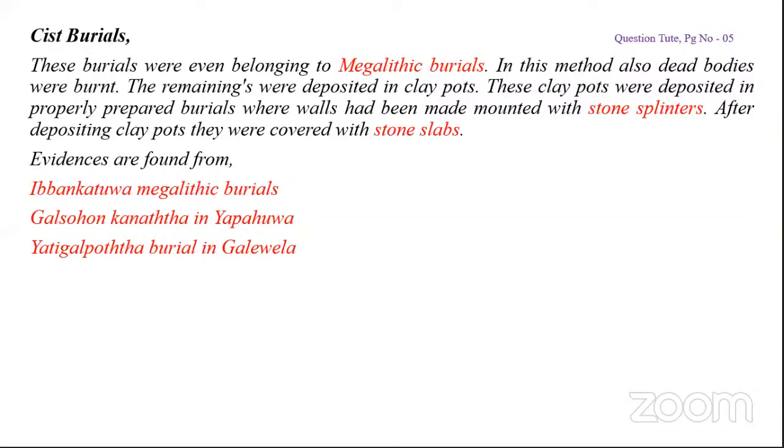How were these burials prepared? Walls had been made, mounted with stone splinters. And after depositing the clay pots, they were covered with stone slabs. Evidence is found from 3 places: Ibbankatuwa megalithic burial, Galsohonkanatte in Yapahuwa, and Yatigalpotta burial in Galewela. So they were the cyst burials.